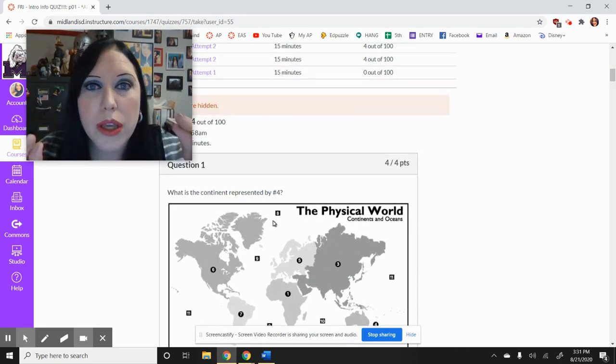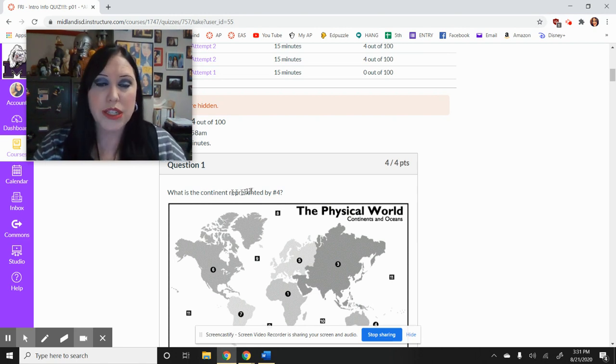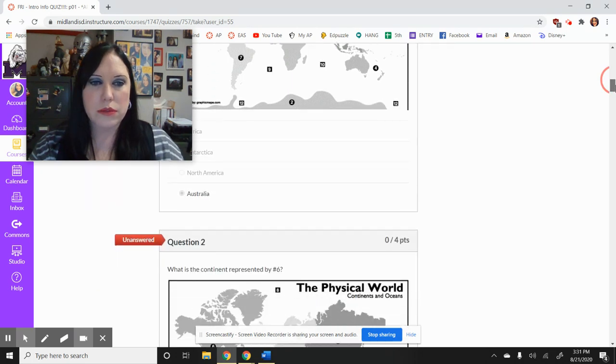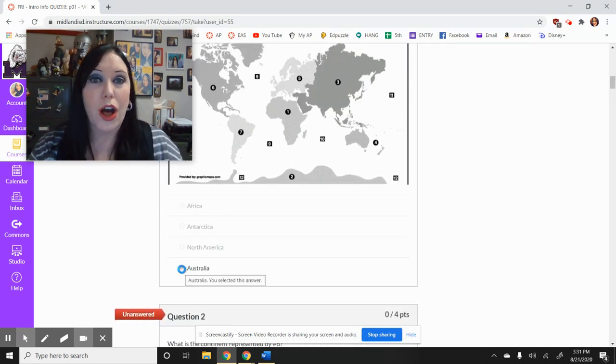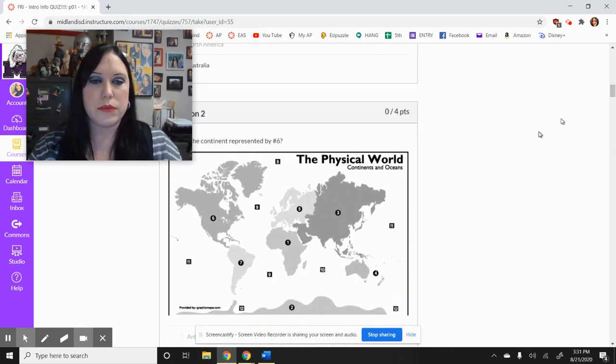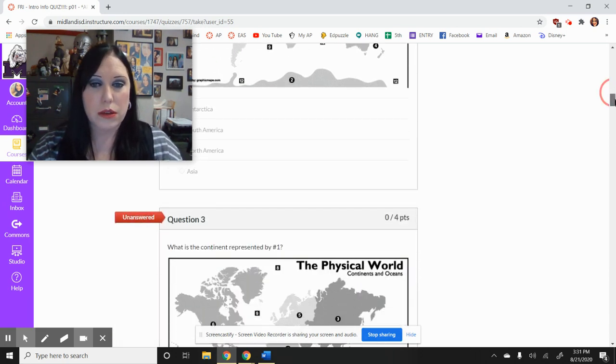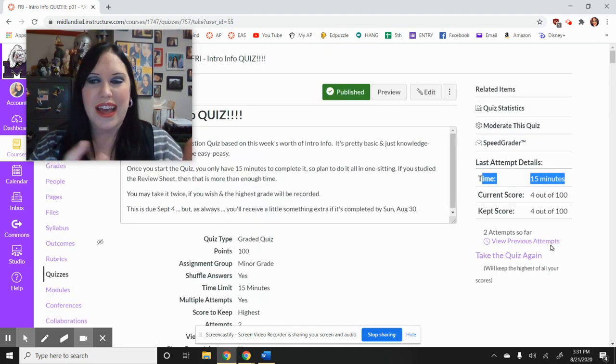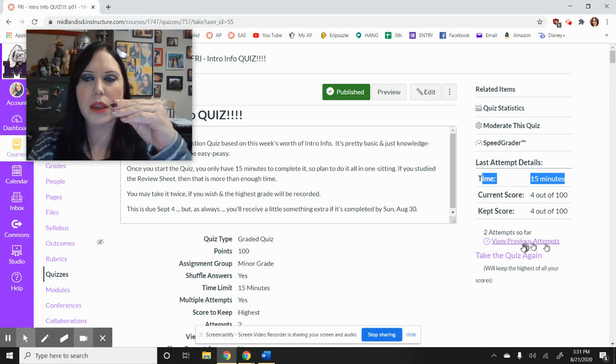Question 1, you better all get this one right. What is the continent represented by number 4? You look at number 4 and it's right here. Scroll down. Oh, look, I already marked it. Australia. Let's look at the next one. You look at number 6 and you mark it. I'm not going to take the quiz for you, but you have a timer.